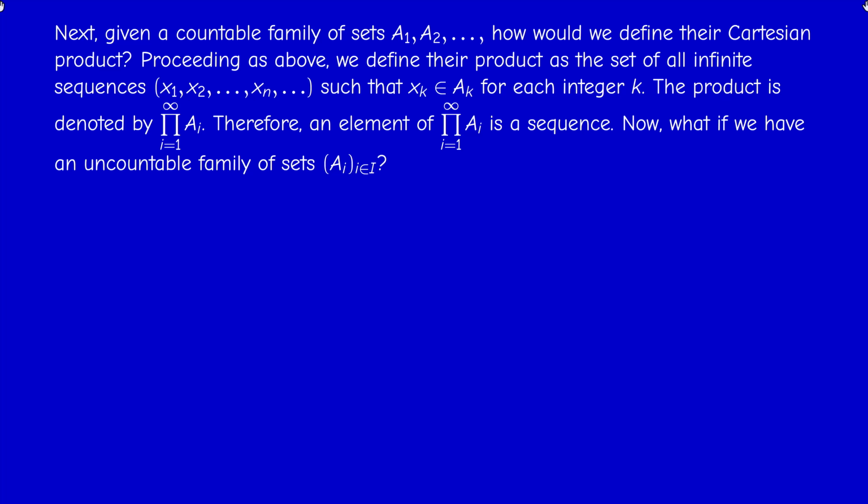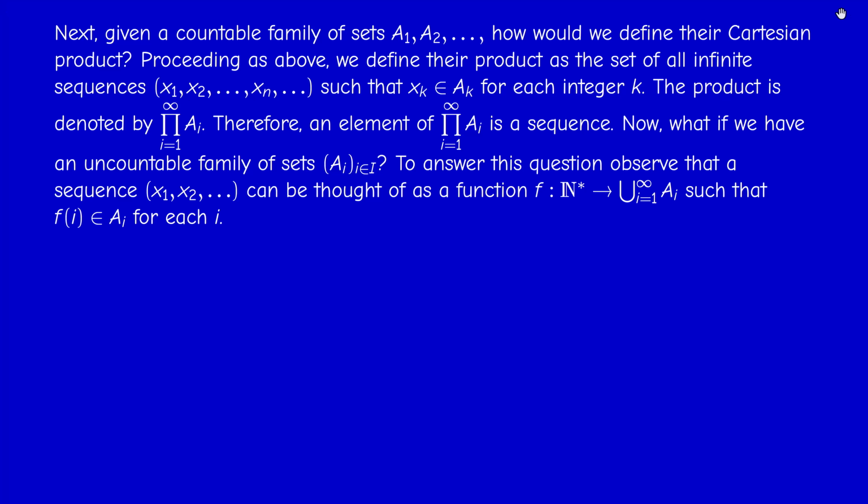But what if we have an uncountable family of sets? How to define their product? Okay, we must look carefully at what we did in the countable case. A sequence, as you know, can be thought of as a function from the set of integers into the union, because each element is in some A_k. So a sequence is just a function from the integers. If we start from 1, it's a function from N star.